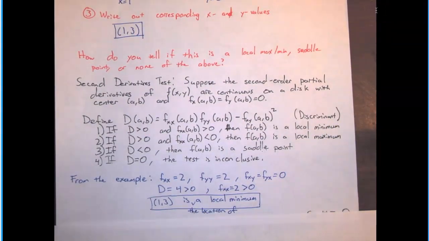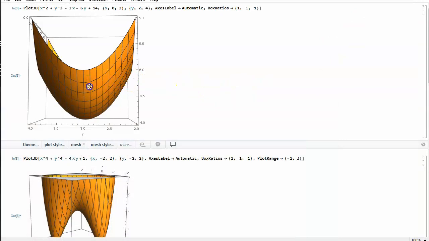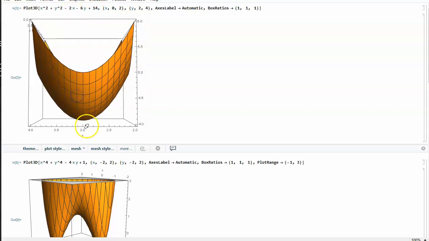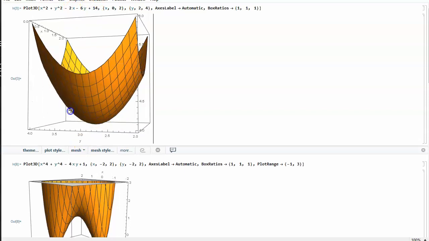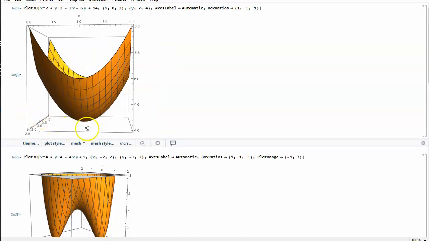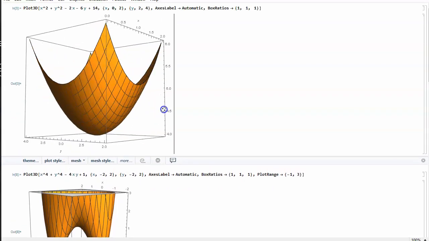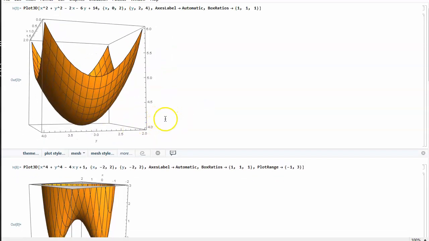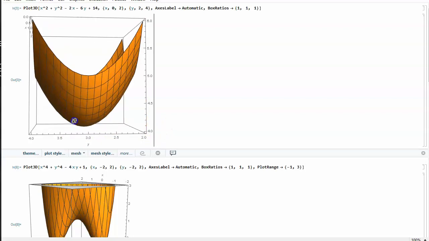Now, if we look at a graph of this function, we will see that we get a paraboloid. This is x squared plus y squared minus 2x minus 6y plus 14. Here's where y is 3. Here's where x is 1. So the bottom of this paraboloid is the point (1, 3), and we can see we do get a minimum of 4 there. It's at the bottom of the paraboloid, so it's a local minimum.